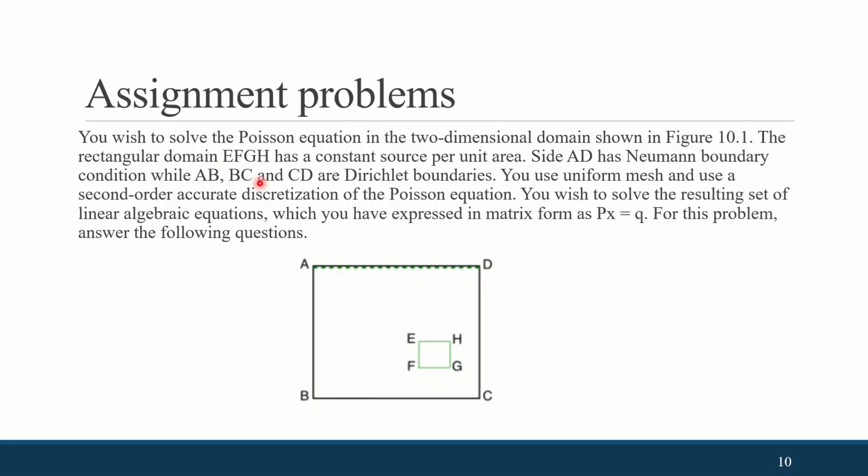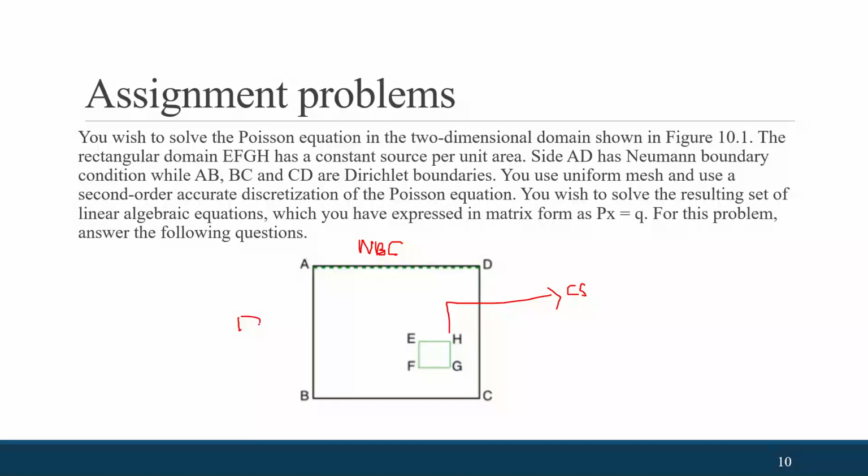This is the assignment problem for week 10. In this it is asked that you wish to solve the Poisson equation in a two-dimensional domain shown in figure 10.1, that is this one, A, B, C, D. The rectangular domain EFGH has a constant source per unit area. So basically this has a constant source. Side AD has Neumann boundary condition, while AB, BC, CD are Dirichlet.